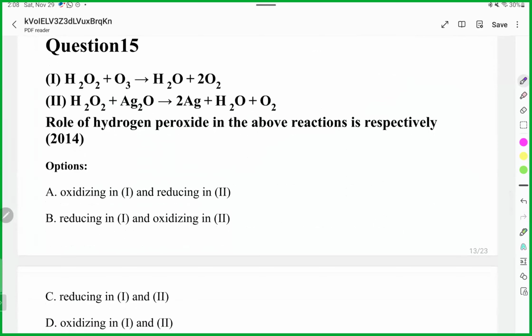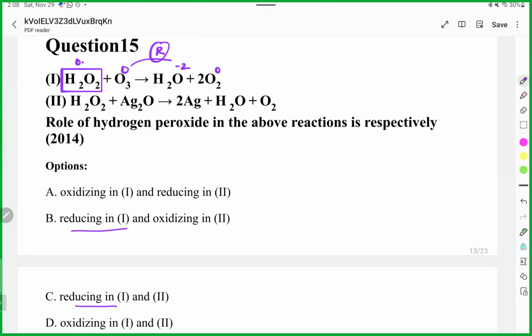Let's do the last question of the day. Role of hydrogen peroxide in the above reaction. Ozone is 0, correct? This is 0, here it is -2. Can we say ozone will undergo what? Reduction. So H2O2 will undergo oxidation. If H2O2 is causing reduction of another, it is a reducing agent. So it is reducing in nature.